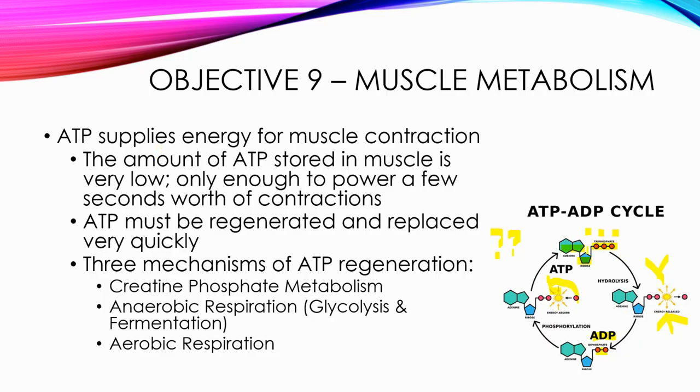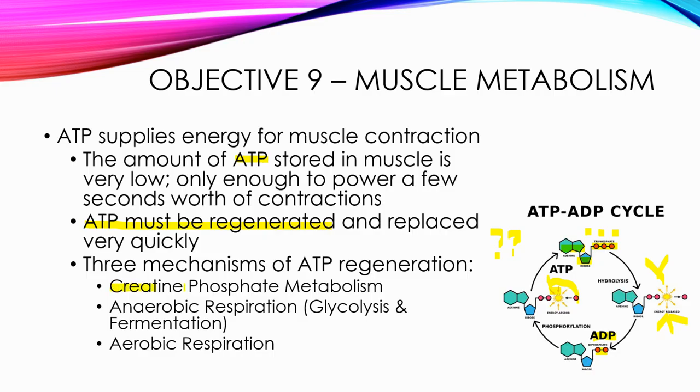Now the thing is, this molecule is unstable, okay? So muscles cannot store ATP for very long. Because it's unstable, it's pretty much made and then broken, made and then broken. And so there's a very, very low amount of ATP that's actually hanging out in the muscles at any given time. So we have to constantly regenerate the ATP, and replace that ATP that is being broken very quickly.